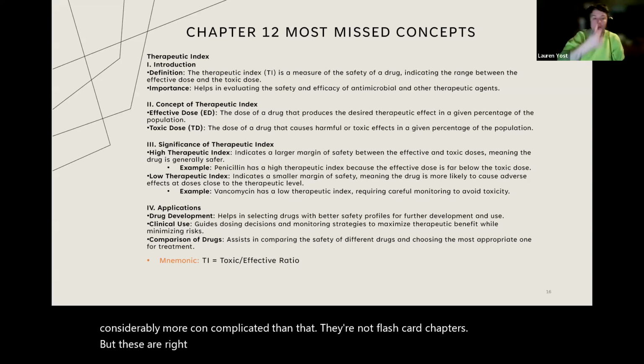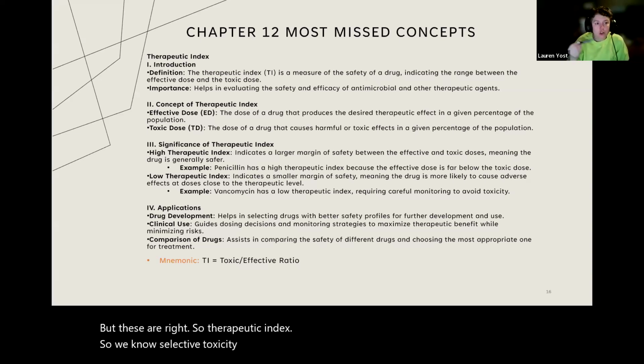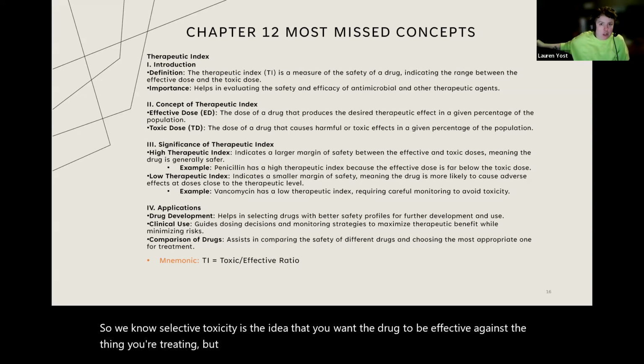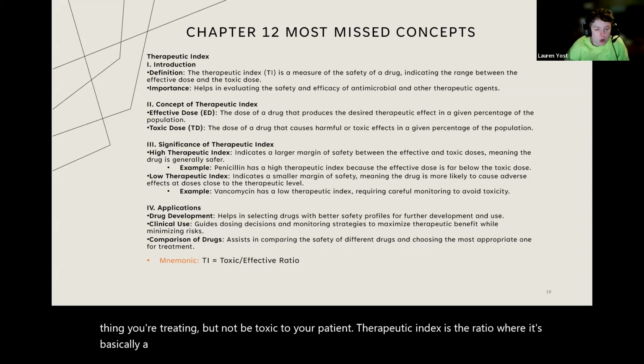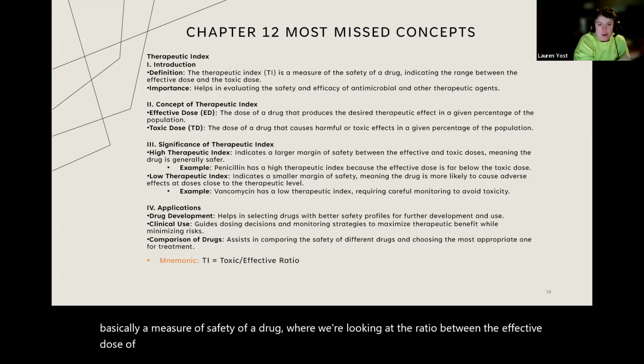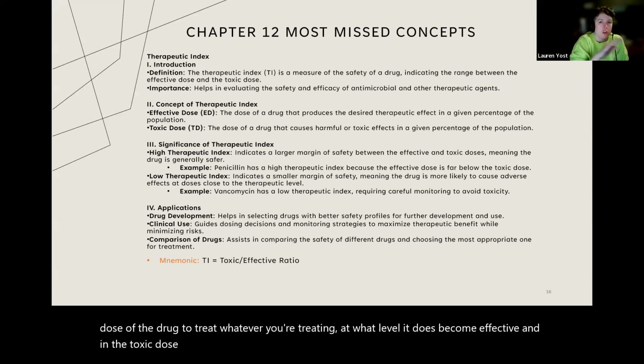All right, so therapeutic index. So we know selective toxicity is the idea that you want the drug to be effective against the thing you're treating, but not be toxic to your patient. Therapeutic index is the ratio where it's basically a measure of safety of a drug, where we're looking at the ratio between the effective dose of the drug to treat whatever you're treating. At what level does it become effective? And then the toxic dose, at what level does it start to cause harm to people?